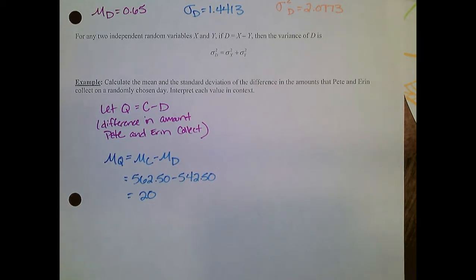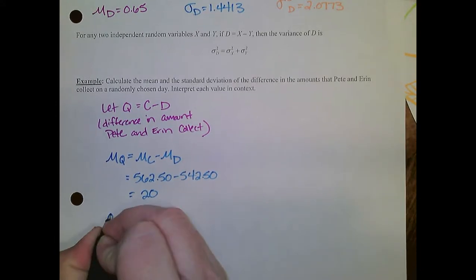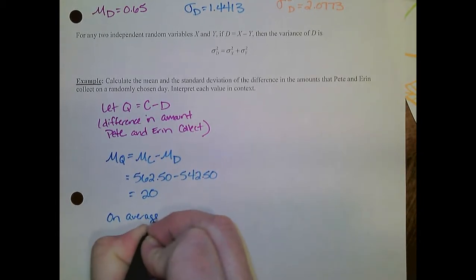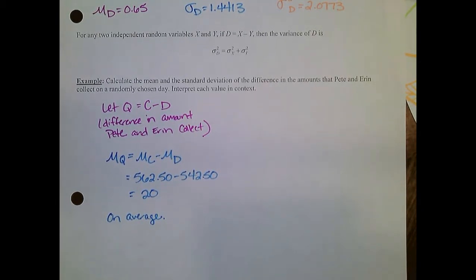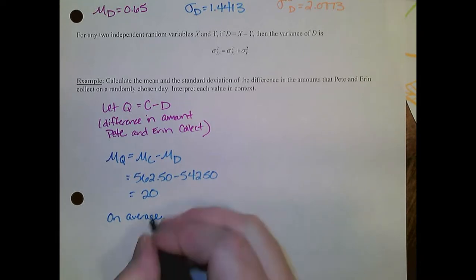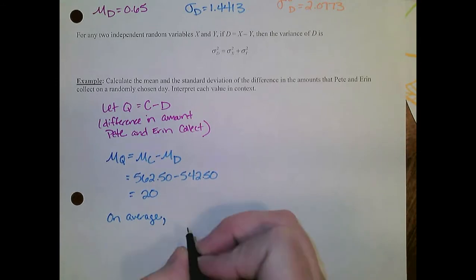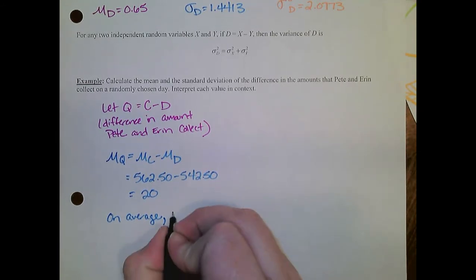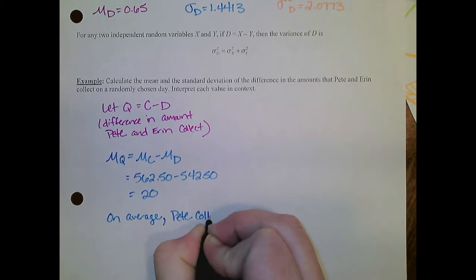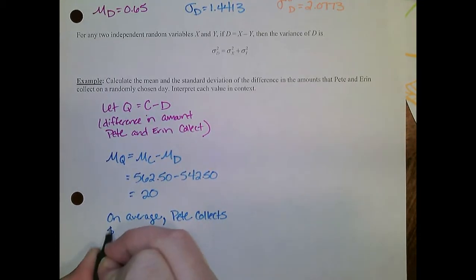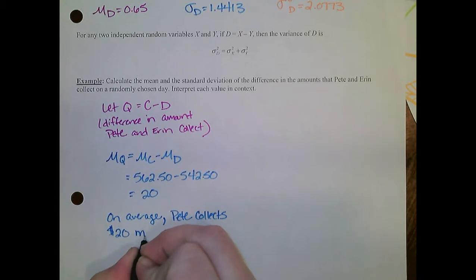Now in this one, they also want us to interpret each value in context. And we're taking the amount that Pete collects and subtracting the amount that Aaron collects. And so what we're saying is that on average, that difference is going to be $20. And specifically because it's positive and we're doing the amount that Pete collected minus the amount that Aaron collected, we're saying that Pete is collecting more by $20. So Pete collects $20 more than Aaron on average.